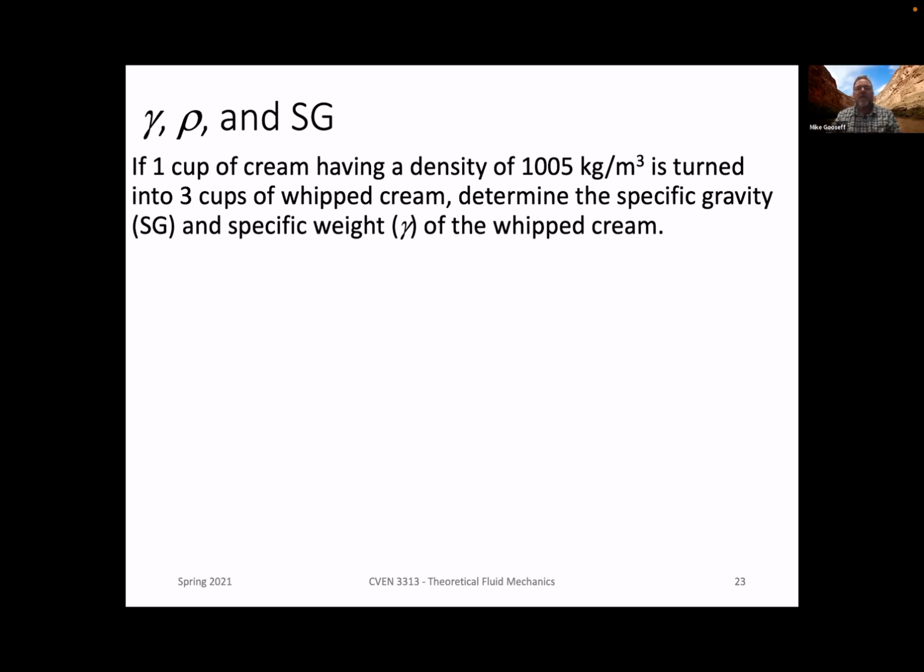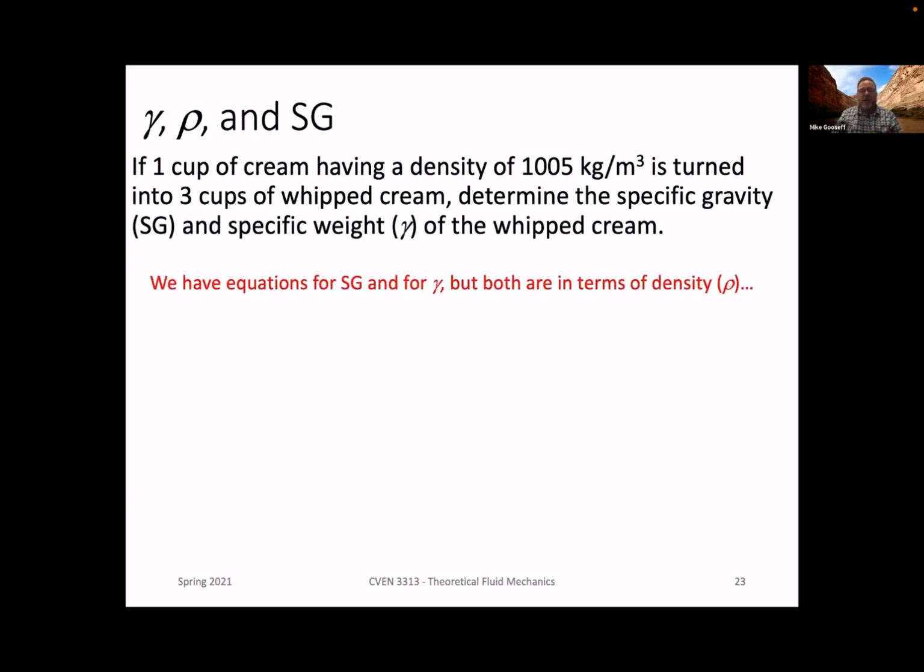So if it's turned into 3 cups of whipped cream, going from the liquid cream to the whipped cream, determine the specific gravity and the specific weight of the whipped cream. Super simple, right? We've taken 1 cup of liquid and introduced a bunch of air, meaning we've whipped it, and we've changed its context a bit. Now it's kind of a semi-solid thing, and it probably doesn't flow as easily. It has a new volume, which is 3 times larger. What is the specific gravity and the specific weight of this whipped cream?